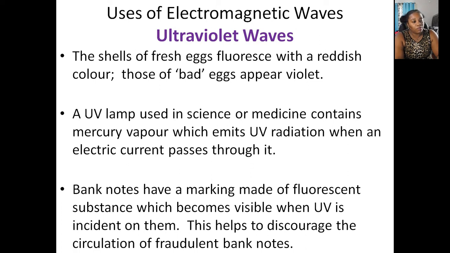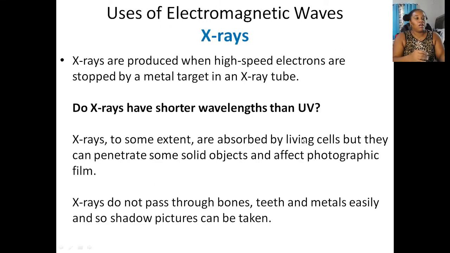A UV lamp used in science or medicine contains mercury vapor, which emits UV radiation when an electric current passes through it. Banknotes have a marking made of fluorescent substance, which becomes visible when UV is incident on them. This helps to discourage the circulation of fraudulent banknotes.